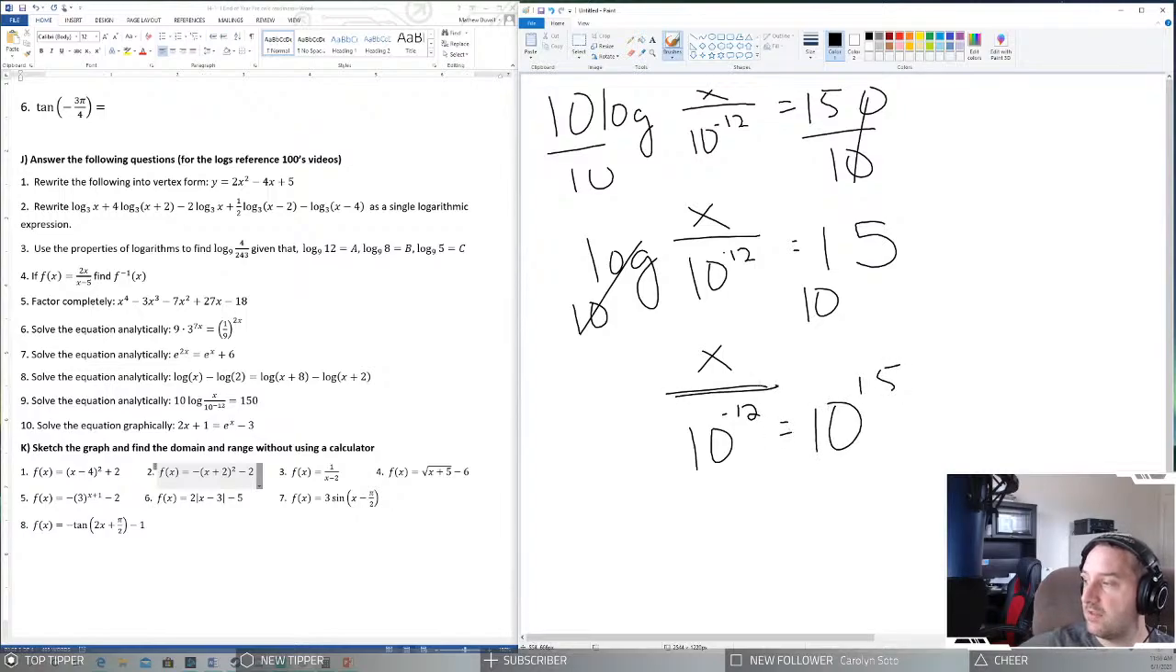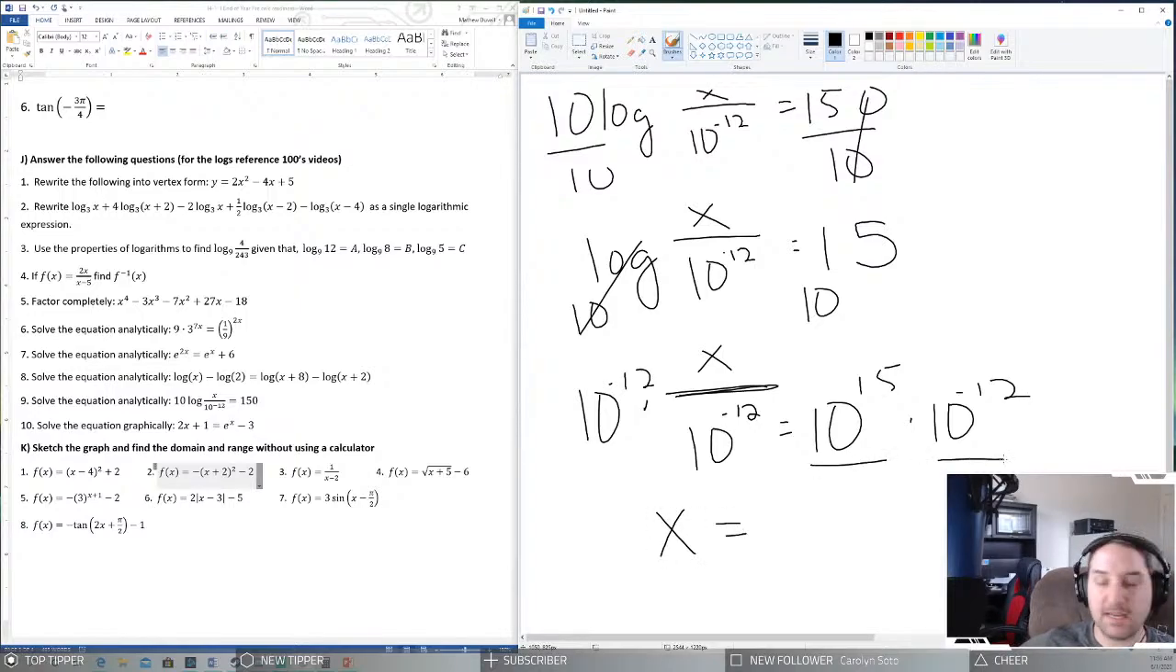And now, for this x, I have a 10 to the negative 12 in the denominator, so I can multiply by 10 to the negative 12. And so, same bases, add the exponents. 15 plus negative 12 gives me 10 to the third, or 1,000.